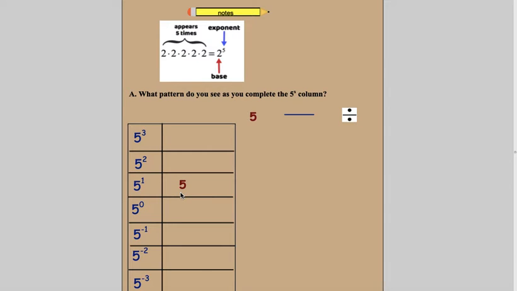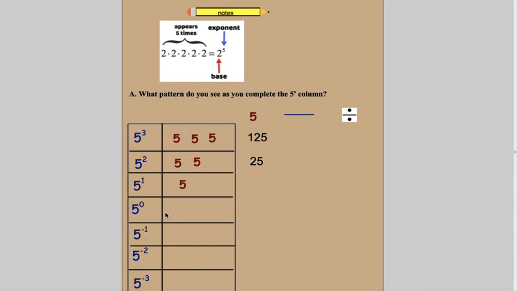5 to the first power is just 1 5. 5 squared, as you know, would then be 2 5s, which we know is an answer of 25. 5 to the third power means that you're going to have that base 3 times. So that's 5 times 5, which is 25, times another 5, which would make 125. So that's pretty obvious to us, but let's start going backwards right here.